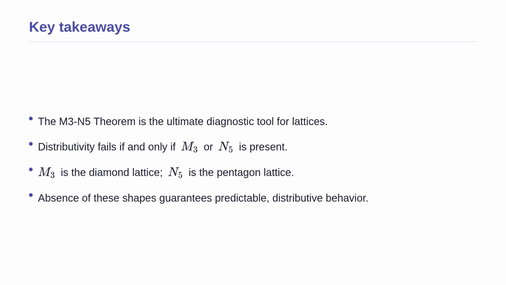Let us summarize what we have learned. The M3-N5 theorem is the ultimate diagnostic tool for lattice structures. It proves that the failure of the distributive law always leaves behind a specific structural footprint, either a diamond or a pentagon. By ensuring neither of these forbidden shapes exists within a lattice, we guarantee that the entire structure behaves predictably and follows the distributive property. You now have the tools to inspect any lattice with confidence.